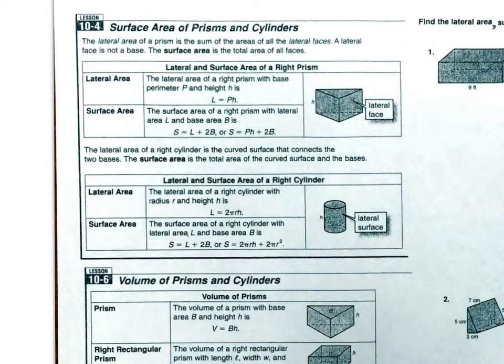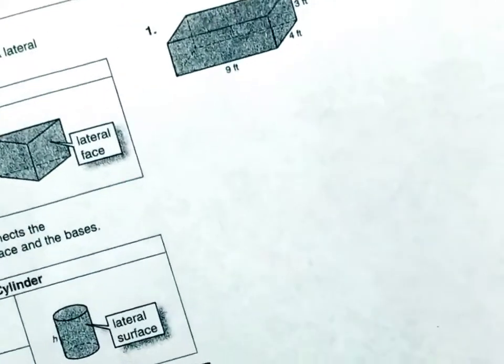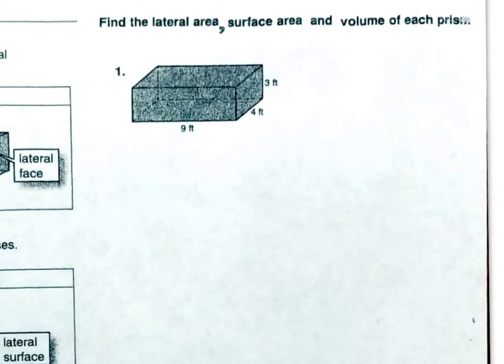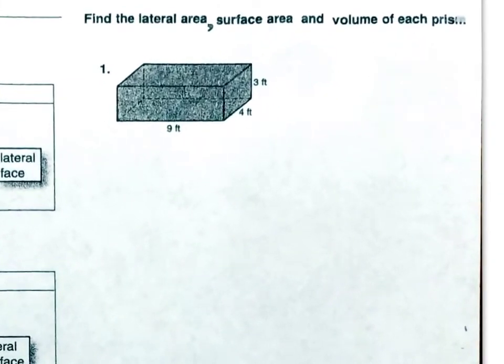So let's start with number 1. Let's start. Okay. So for number 1, it says find the lateral area and the surface area.